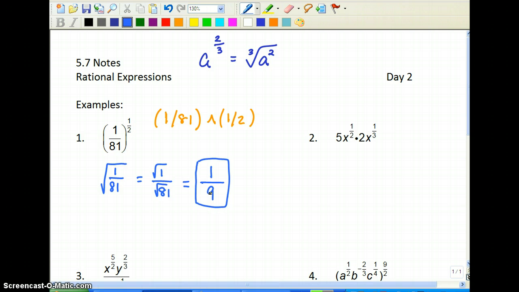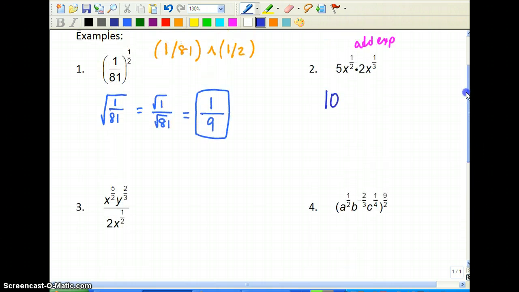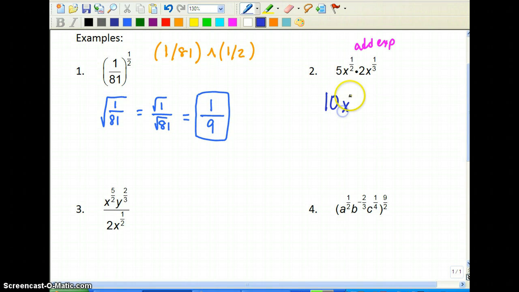So looking at number 2, we're going to multiply. So we're going to add the exponents. Okay? The 5 times the 2 would give you 10. And then we would have x to the 1/2 plus 1/3. So grab your calculator and type in what's 1/2 plus 1/3. Get a decimal, you got to change it to a fraction. You get 5/6. So we have 10x to the 5/6.